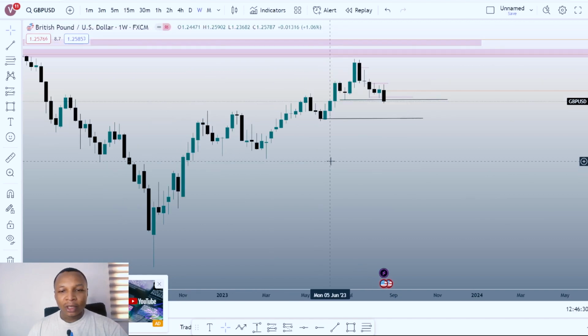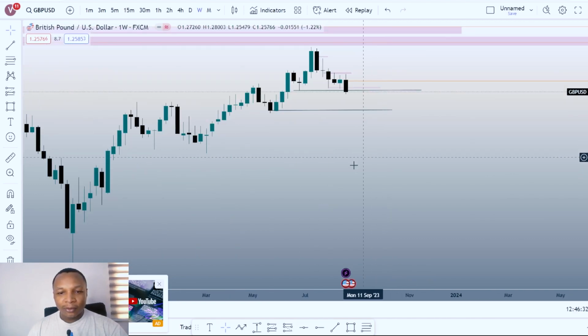Now looking at the weekly time frame, the weekly looked to have taken out the last buy structure which resided around here. Last week we said we were expecting the weekly to take out this low, which it has done smoothly. It has taken out this low and traded to the downside. So we're clearly bearish on the weekly of GBPUSD.